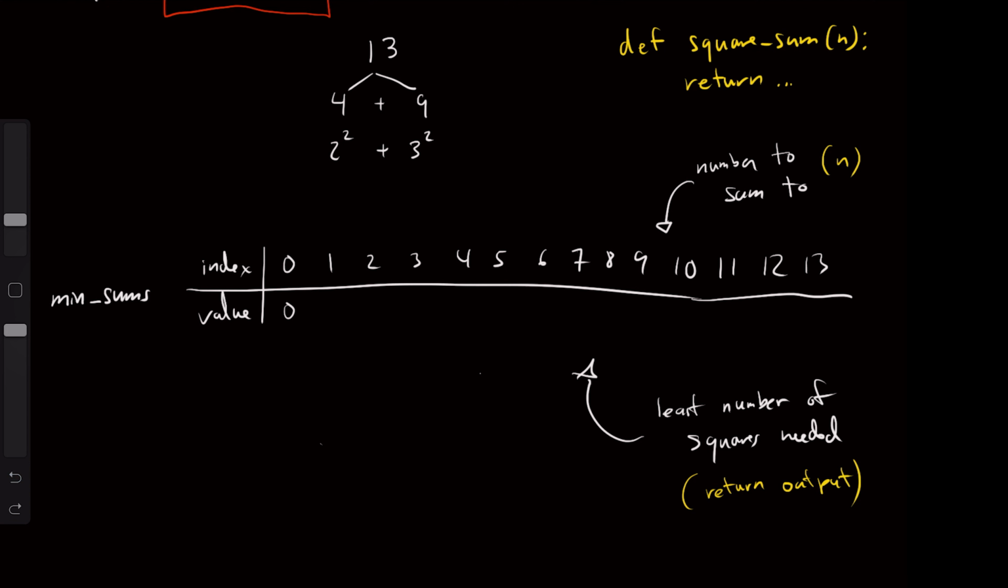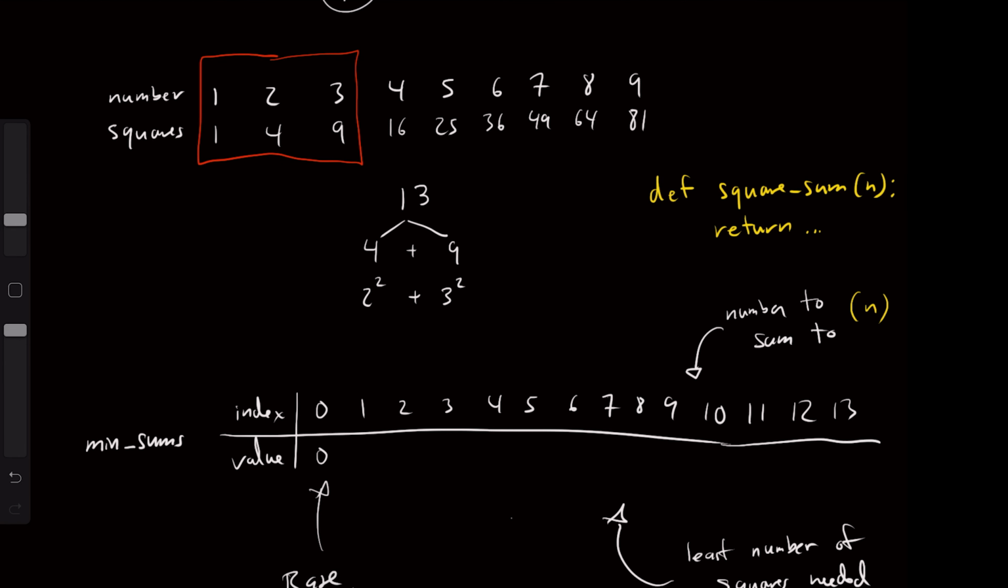Okay, so here we have 0. For 0, we don't need any number to make 0, so this is kind of like our base case, right? I'm going to write it down here. And then what we're going to do is use all of the squares that we care about. So what did we care about before?